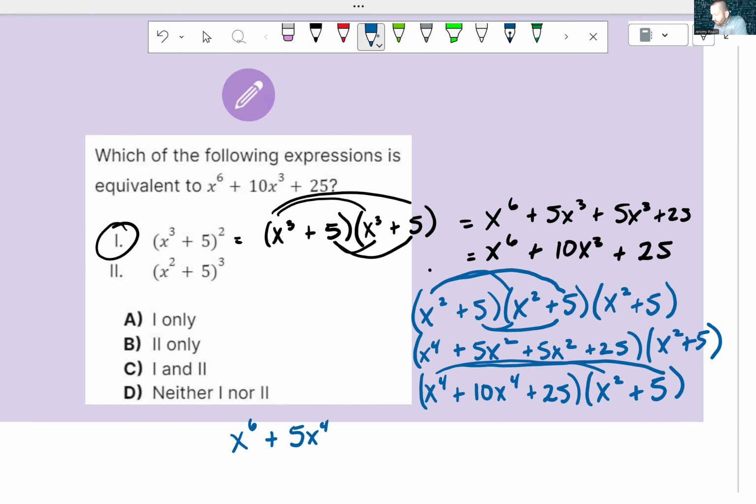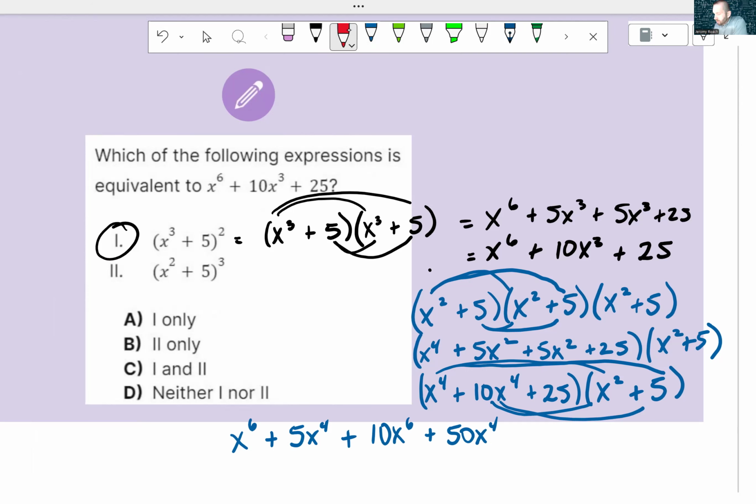Then we do the next term times these two. 10x squared times x squared is 10x to the 4th. And remember, when we multiply exponents, we add them if they have the same base. And so this has the same base of x. Even though there's a 10, the 10 just stays there, 10 times 1. So 10x to the 4th. 10x squared times 5 is plus 50x squared.